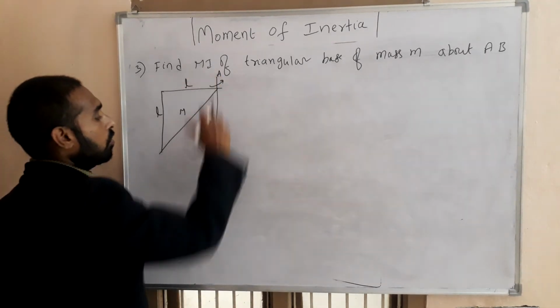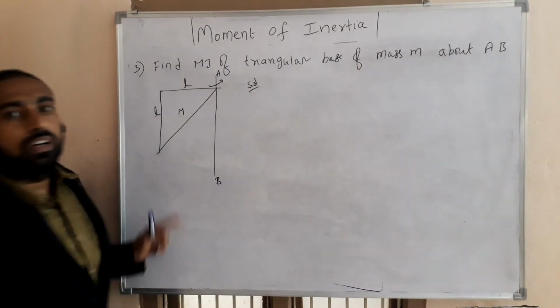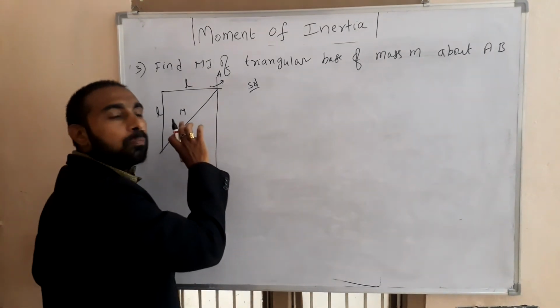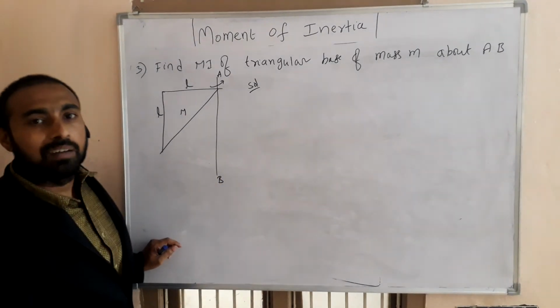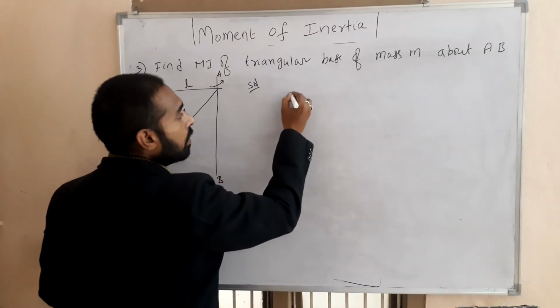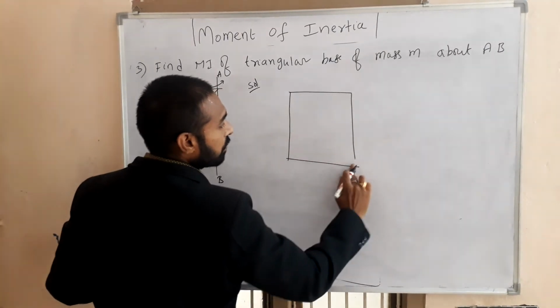Okay. So how to solve this kind of question? So actually I would like to use that this is a portion of some other complete object. This is a portion of some other complete object, like this is the complete square. Okay, complete square.